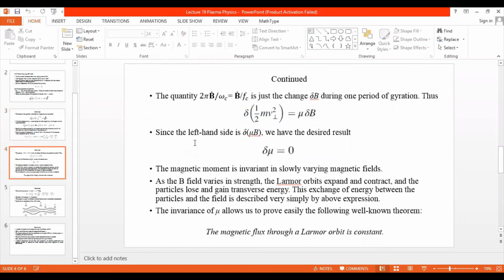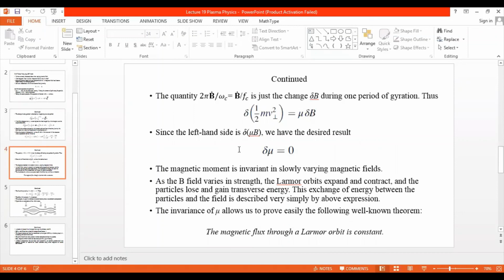Since the left hand side, half m v perpendicular squared, we have already discussed is mu B, we can write delta of mu B equals mu delta of B, and if we expand it, we can write delta mu equals 0. That is, the magnetic moment is invariant in a time varying magnetic field. As the field varies in strength, the Larmor orbit expands and contracts, and particles lose and gain energy, and this exchange of energy between the particle and the field is described very simply by the above expression.